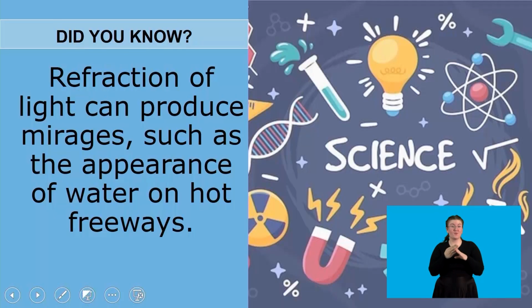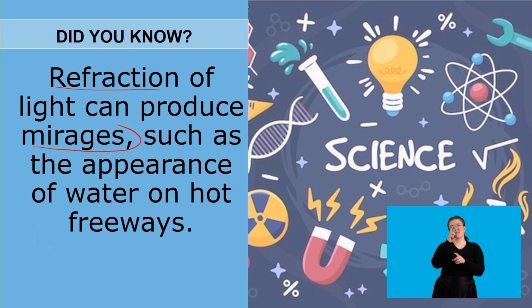But before we start talking about it, did you know that refraction of light can produce mirages such as the appearance of water on hot freeways? Whenever you are in a car and driving on a hot freeway, in the distance you see that on the street there's water. That is actually the mirage that is caused by the refraction of light. So throughout this lesson, we're going to be talking about the refraction of light, how light is refracted, and also how we then see the light that we are talking about.